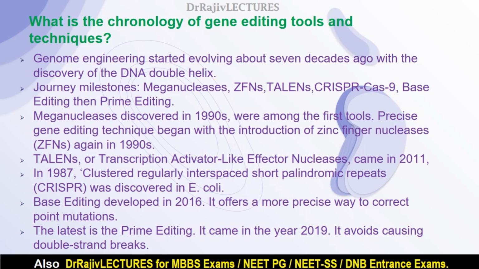The base editing technology was developed in 2016. Unlike previous techniques, it avoids cleavage of nucleic acid backbones and directly modifies the target nucleobases. It offers a more precise way to correct point mutations. The latest in the armamentarium is prime editing, which came in the year 2019. Compared to base editing, prime editing is a more versatile molecular tool for gene editing. It can precisely perform targeted insertions, deletions, and base exchanges while limiting unwanted effects, without causing double-strand breaks.